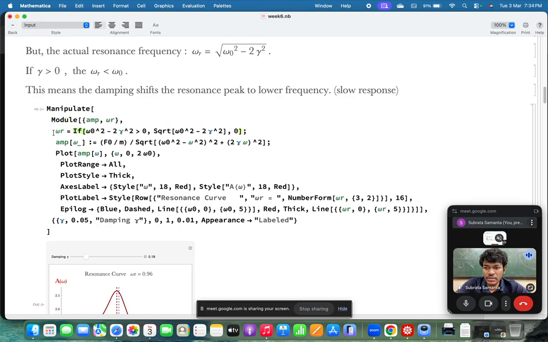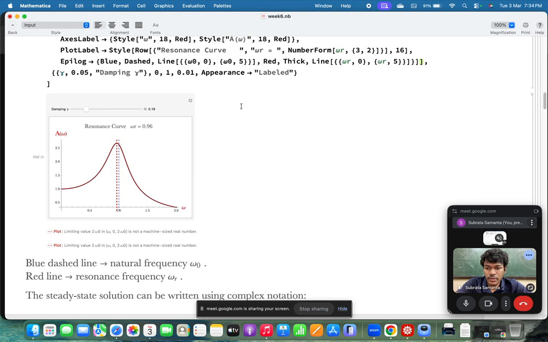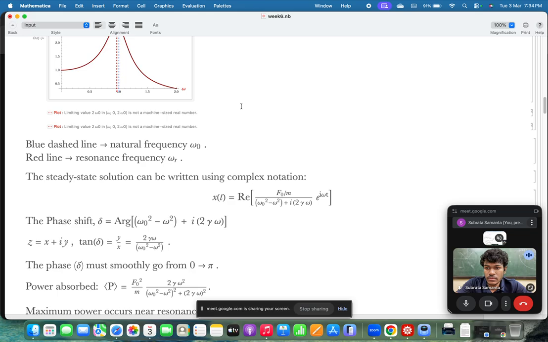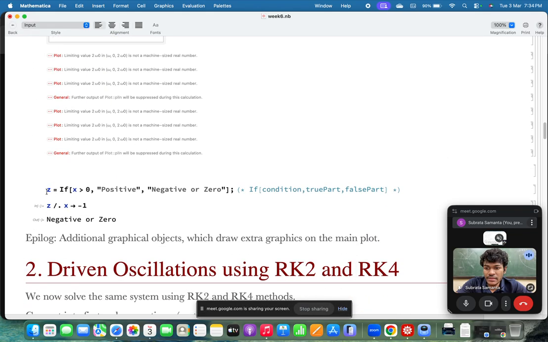So what does this function give here? If omega naught squared minus 2 gamma squared is greater than 0, then it returns this, otherwise it returns 0. That is the If function. You can check it first. Let's say I have a variable x, and if x is greater than 0, it returns positive. Otherwise it returns negative or 0.